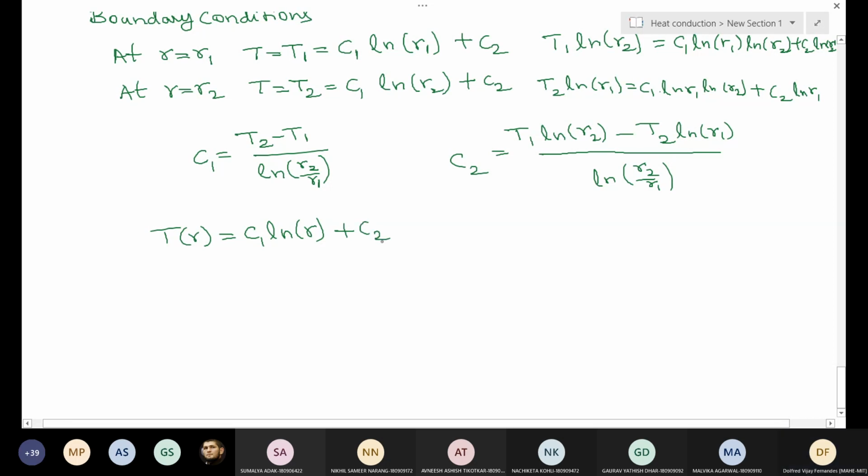Good. So we obtain the temperature profile, and this is not a straight line. It is non-linear because it varies with the logarithm, ln r, the natural log of r. So it's a non-linear temperature profile.